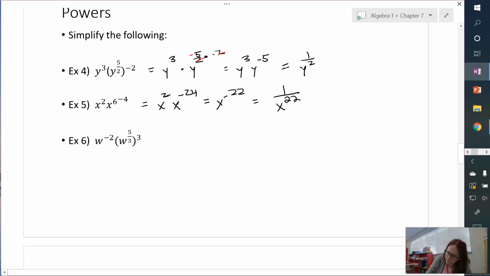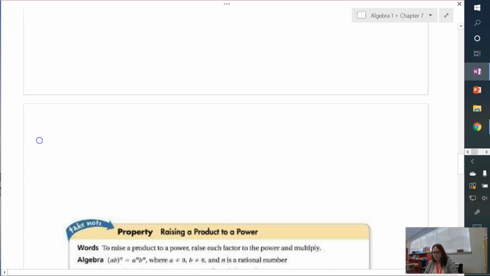Here's our last one. We have w to the -2. It looks like I'm going to have to move that downstairs, but let's go ahead and simplify w to the 5/3 raised to the 3, because maybe I can skip a step. So take your 5/3, multiply it by 3. Those 3's canceled, so I'm left with w to the 5. And that becomes w cubed, so I don't have to move anybody downstairs.